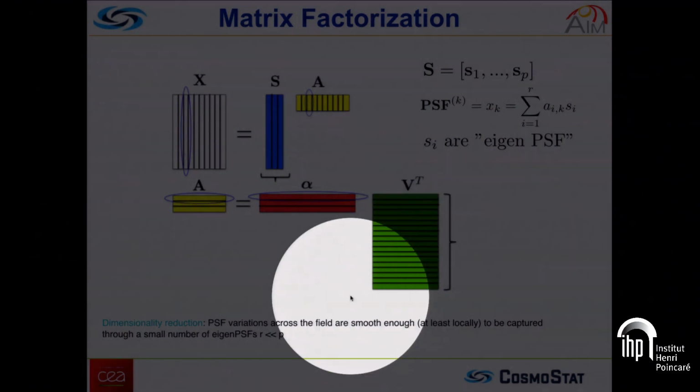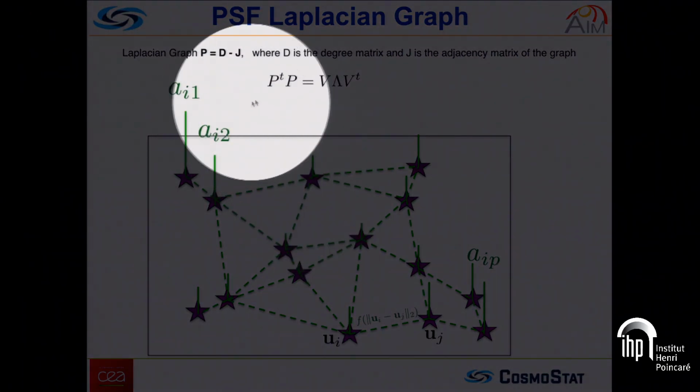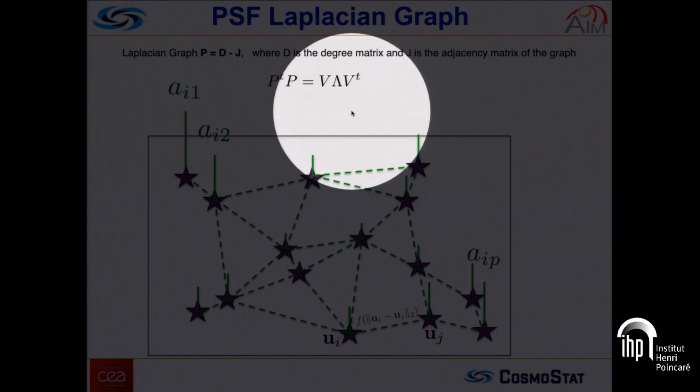To explain better what I mean, we can assume that each star is a vertex of a graph. From this, you can build the Laplacian graph, which is defined by this relation, and you can compute the eigenvectors. You can make an SVD of this Laplacian graph.